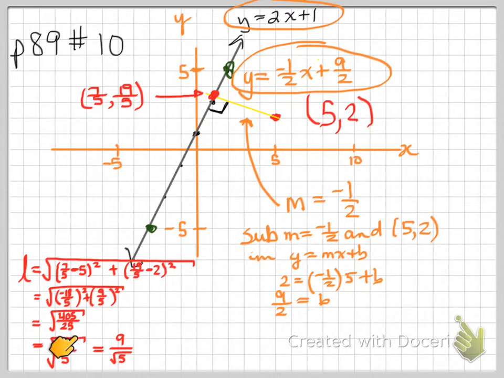I want you to notice something unique, though. This has important properties that you're going to find out later. But at this point in time, all we need to know is the length of that line, and we've done so.